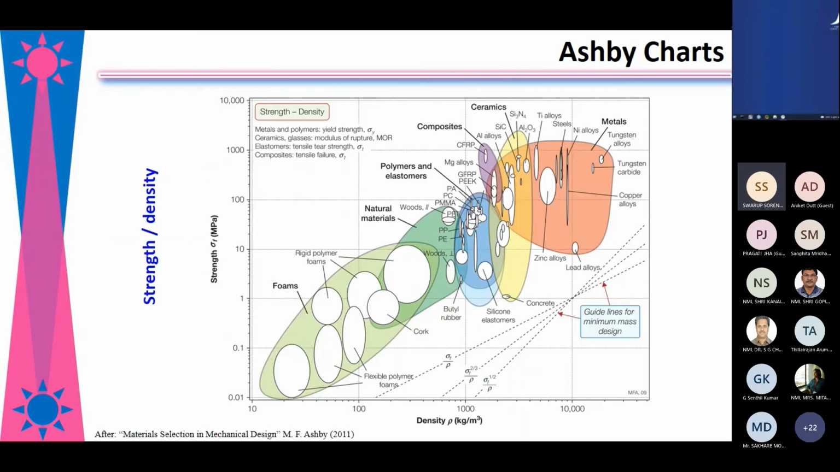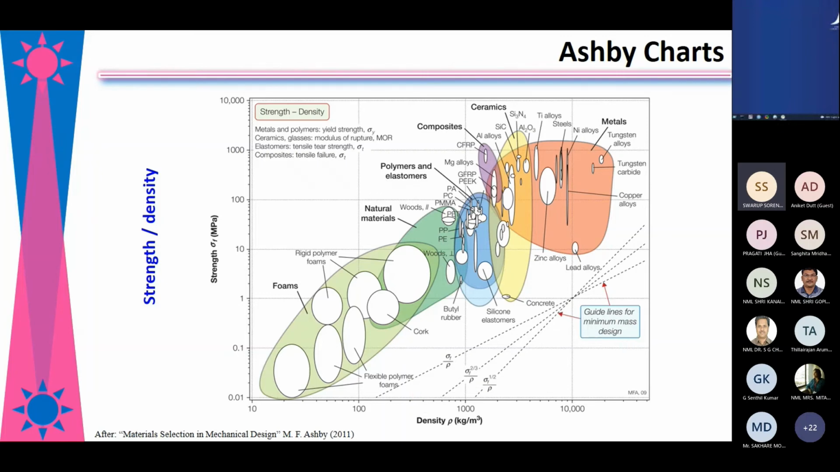This is an SB chart where you can see all the material classes plotted here by their strength and density. And here, this is very important. These are basically the objective, the material indices. I will try to let you know what these indices are. So here you can say that this is the index of material where the yield strength and density is concerned. This is the guideline for minimum mass design.